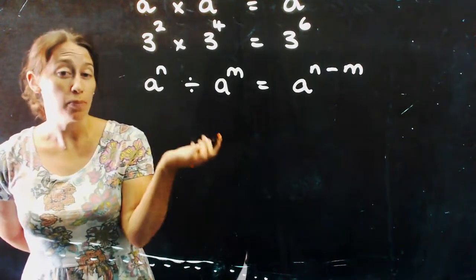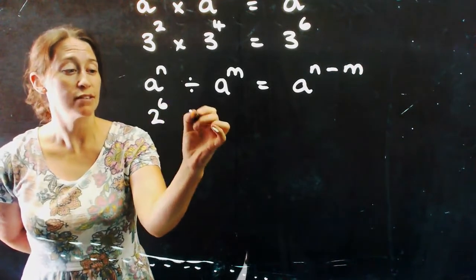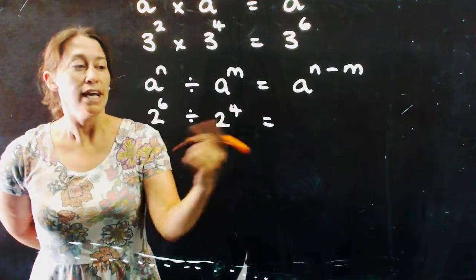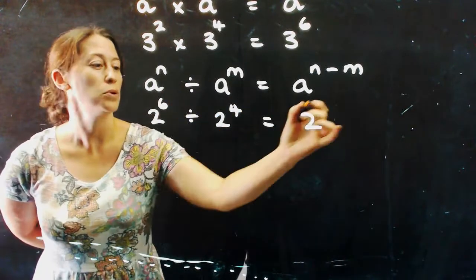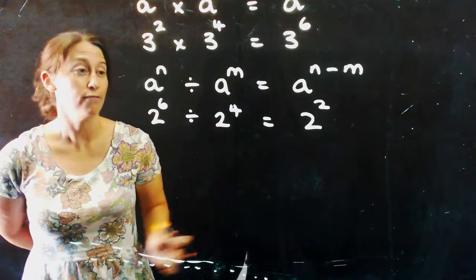So again, let's pick a base. Let's pick base 2. 2 to the 6 divided by 2 to the 4 is keep the base 2 and subtract the powers. 6 take away 4 is 2. So 2 squared is actually 4.